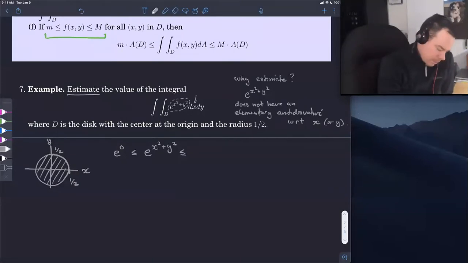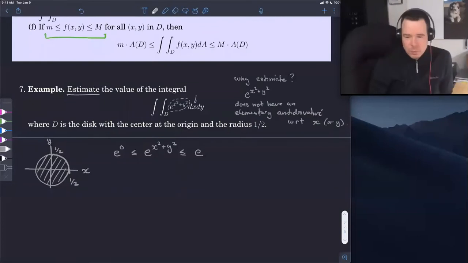So the smallest that number could be is 0. What's the biggest it could be? The biggest x squared plus y squared could be is out on the boundary of our disk, so on the circle. And so x squared plus y squared could be at most a quarter, because the radius is a half. And so that's what our function's trapped between.